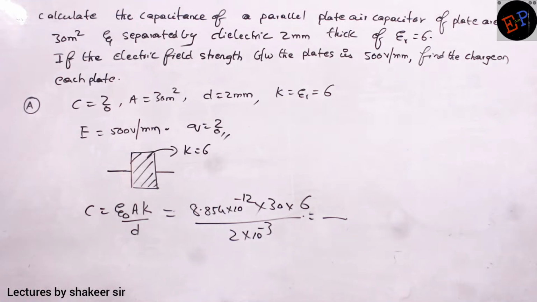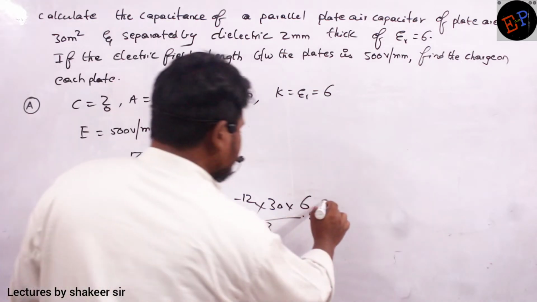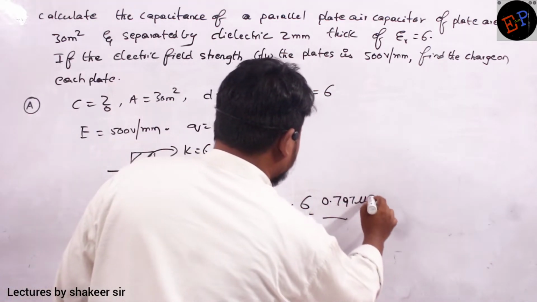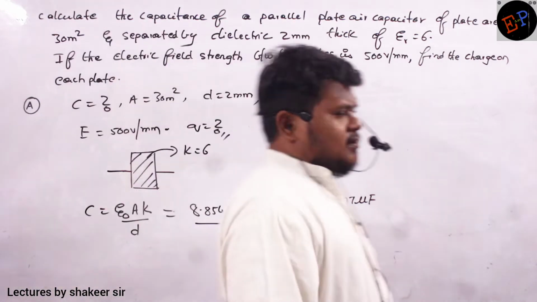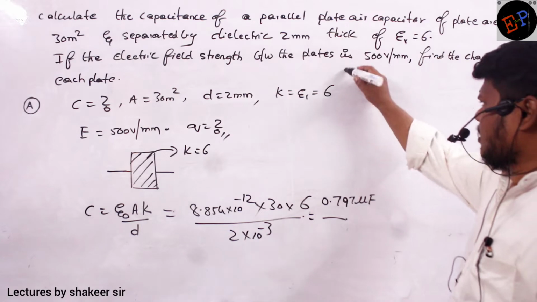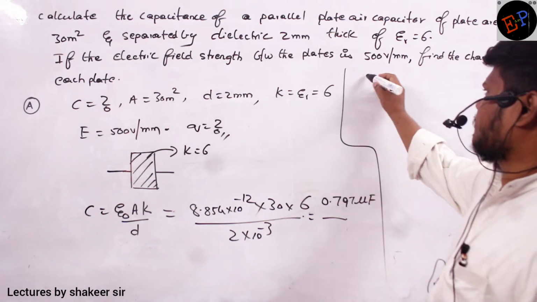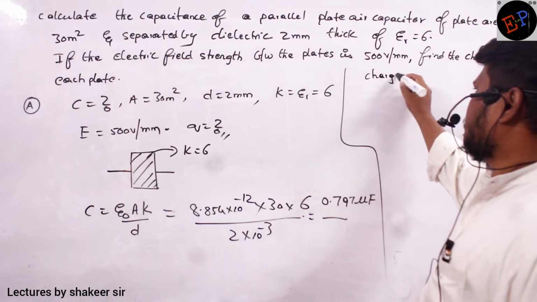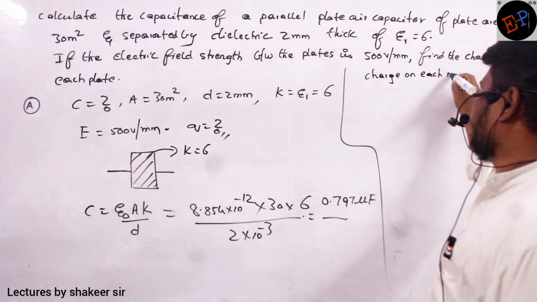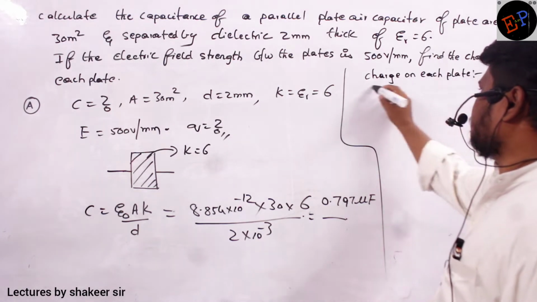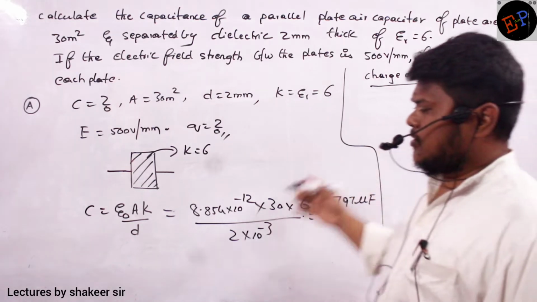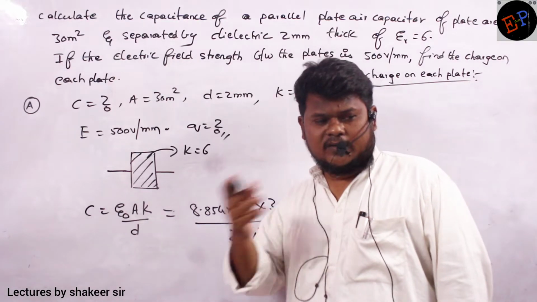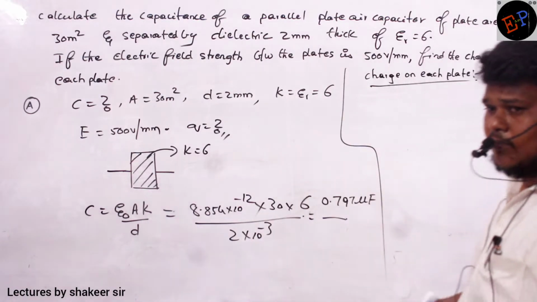So answer is 0.797 microfarads. This is the capacitance of the capacitor. Clear, no? Then he is asking one more question. Calculate charge on each plate of the capacitor. Charge on each plate. Can you say how can I calculate? That is the equation of capacitance which you are saying, that already we have calculated. Charge, how can I calculate?